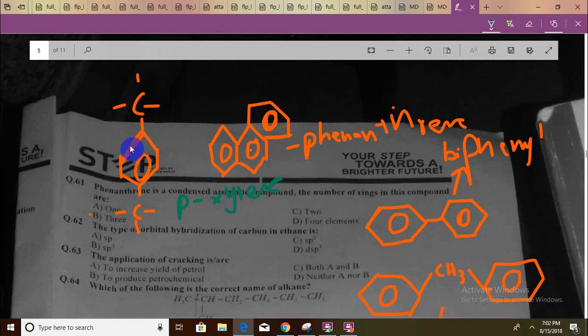However, if this was the first one and the second one was over here, so this would be the 2 position called ortho, so it will be o-xylene. And if it happens to be on the 3rd position, and we know we usually refer to the 3rd as the meta, it would be m-xylene.